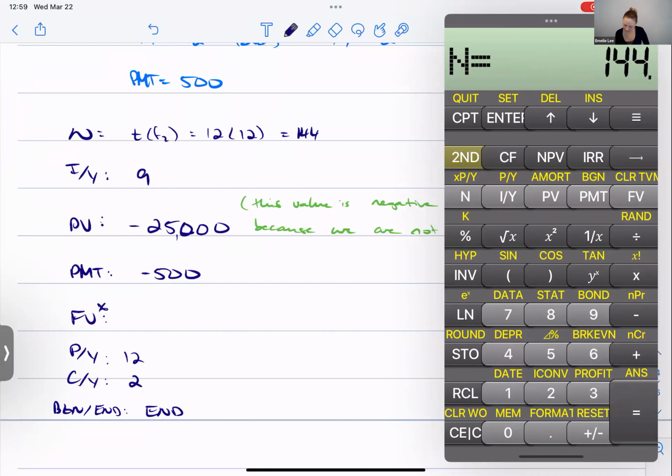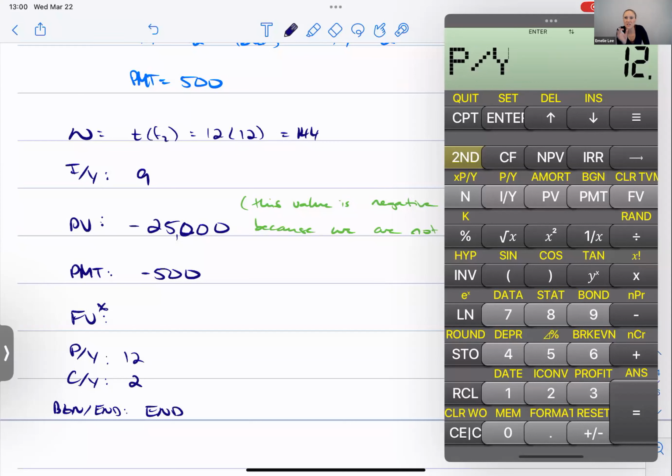144, and 9 interest per year, 25,000 negative is the present value. So you're already starting with that value and then you're making contributions of 500. So 500 negative is the payment, 0 for the future value because I'm about to fill it in later. Second, payments per year. I need 12 payments per year, enter. Compoundings per year, 2, enter.